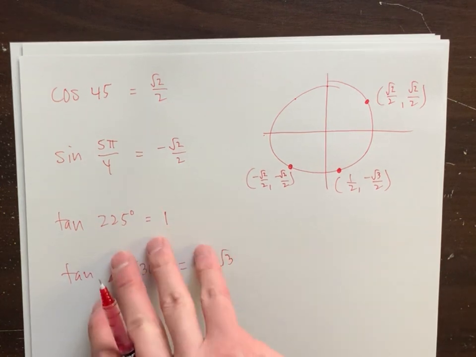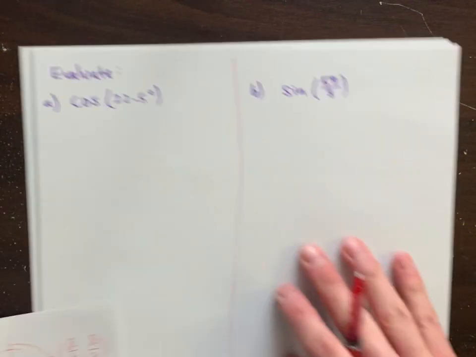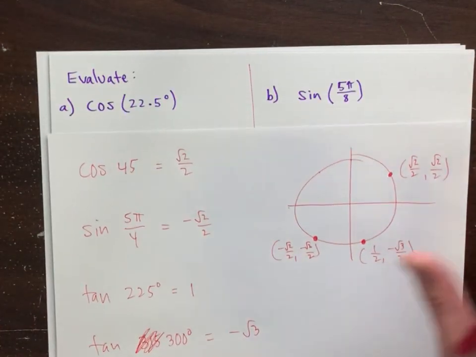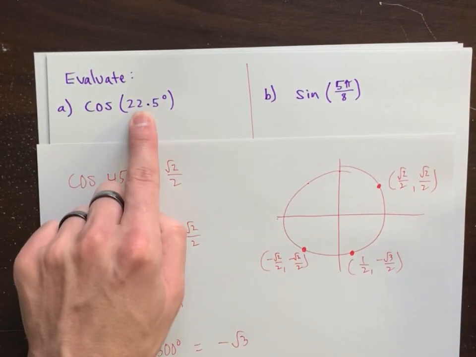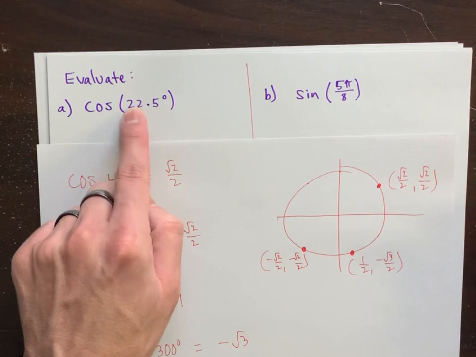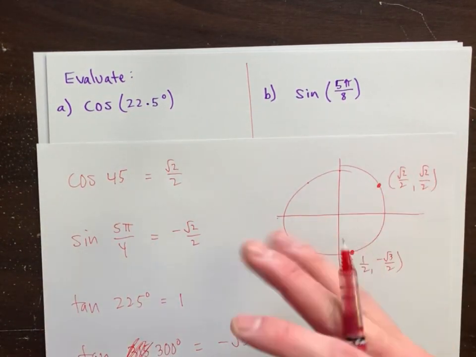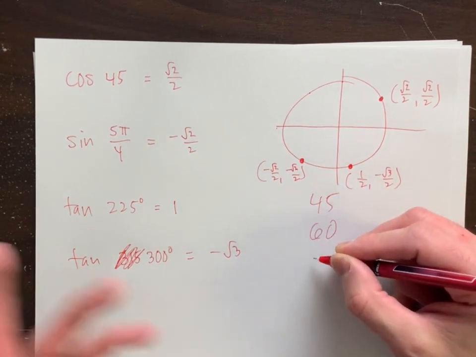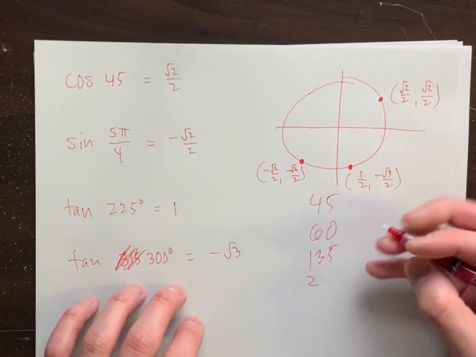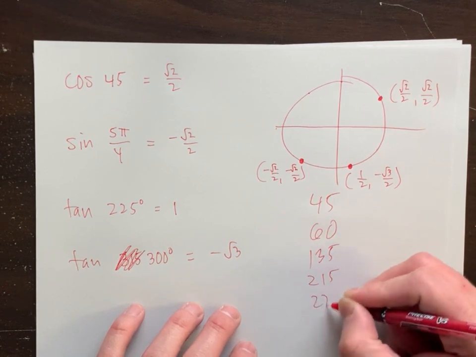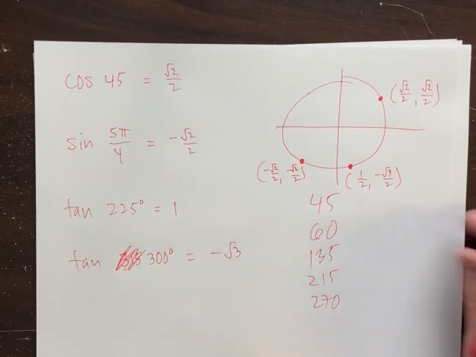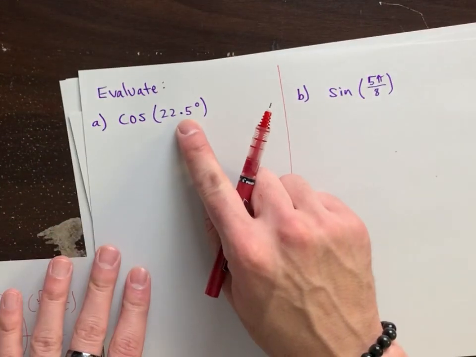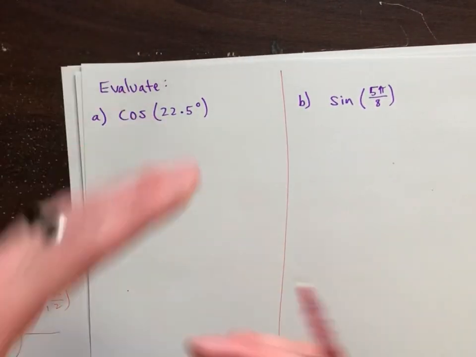So what about one of our half-angle identities? What if you have the cosine of 22.5? Well, that's a problem because on the unit circle, 22.5, you're not gonna see it. What are the popular numbers on the unit circle? 45, 60, 135, 215, 270, and so on. But where's 22.5? You're not gonna see it. It's there, but you don't see it.